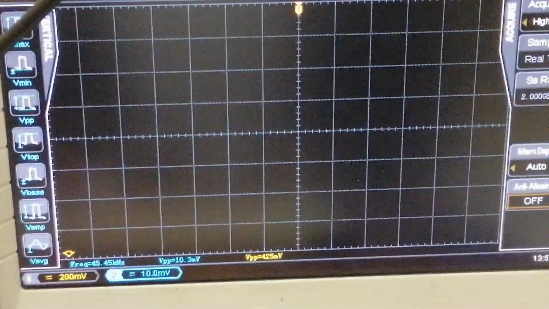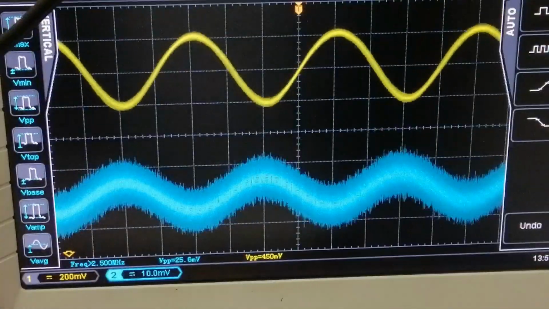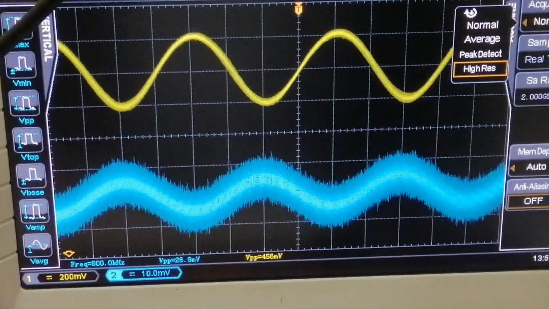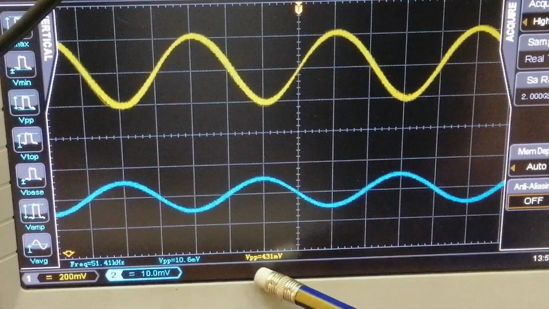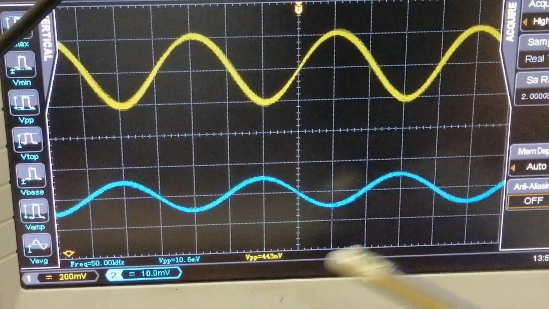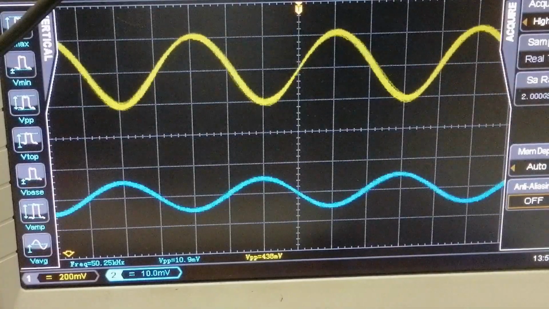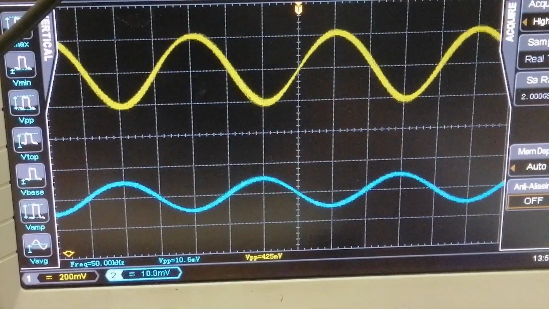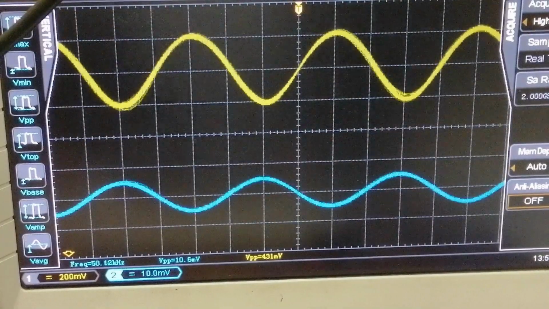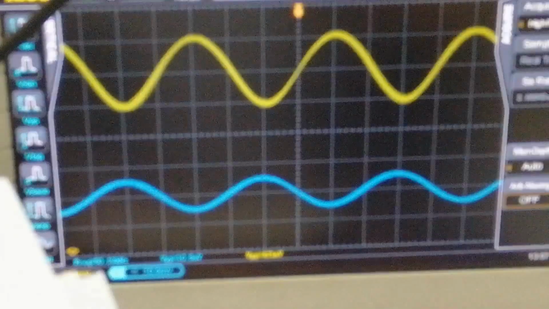Then press auto. As you can see, acquire normal, high resolution. What is the voltage now? It is stable at more or less 437 or 450. Okay, let's try. I'm going to write 450. And then the next frequency is 100K, right? Now we are at 100K frequency.